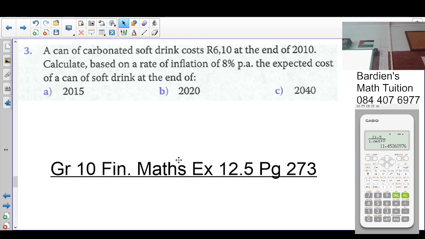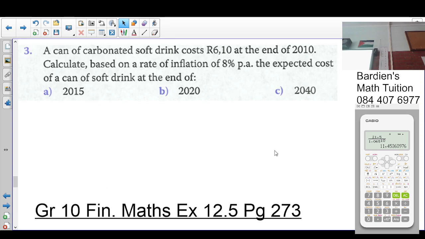A can of carbonated soda drink, that's now your gas drinks, cost 6 rand and 10 cents at the end of 2010. How much is a can of Coke now? 11 rand. Which one? A can of Coke, 330 ml, the normal thing. Strawberry is always more expensive. Where do you live? Where I'm from, I think we pay like 8 rand. I stay home. Okay, then again, I haven't drunk Coke in a while.